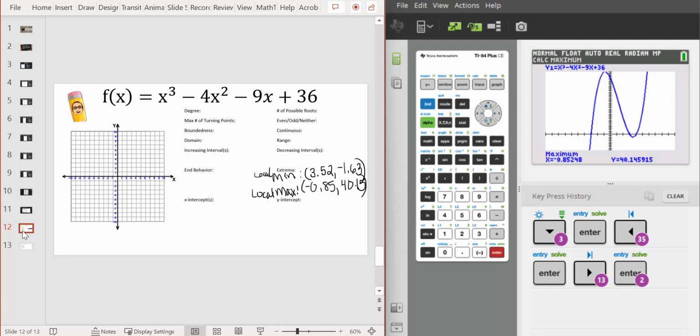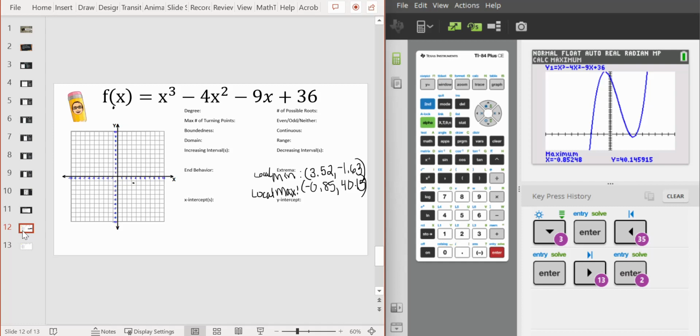So what I'm going to do over here is graph those dots. So 3.52, negative 1.63, that's right there. And negative 0.85, 40.15, that's right there. He's like all the way up there for a maximum. Okay, so now we're going to identify the rest.